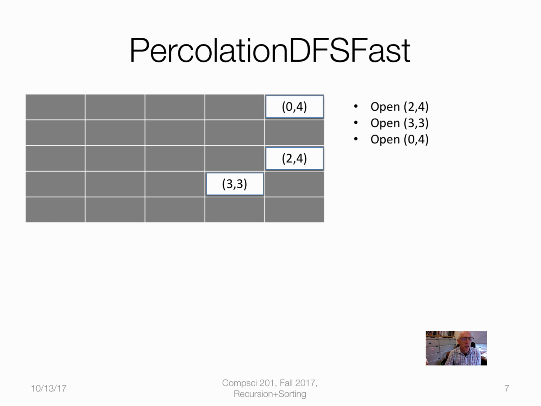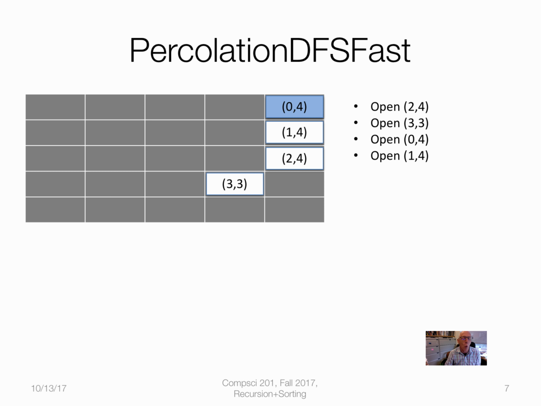Suppose that we open 0, 4. That's a little bit different because that cell's on the top row. And that means that it's going to be full because water will flow into it. And in the code you write and in the visualizer, any cell that's open in the top row becomes full, which means it will be blue.